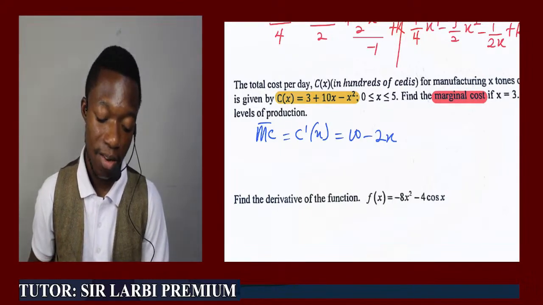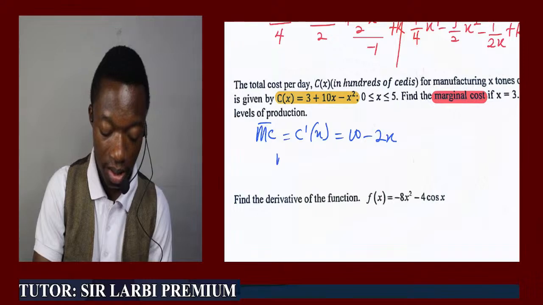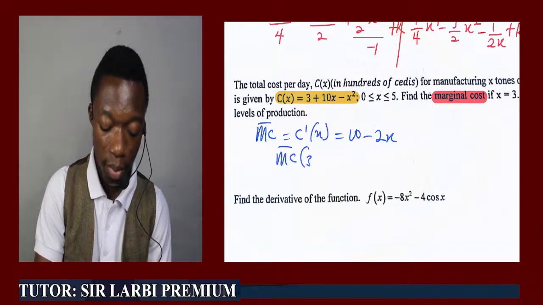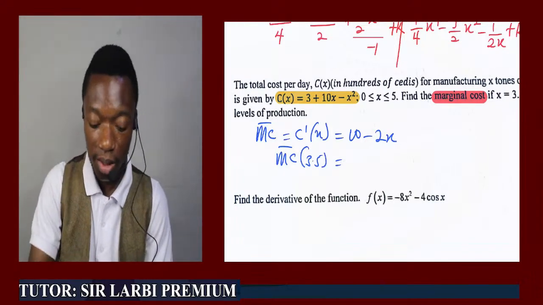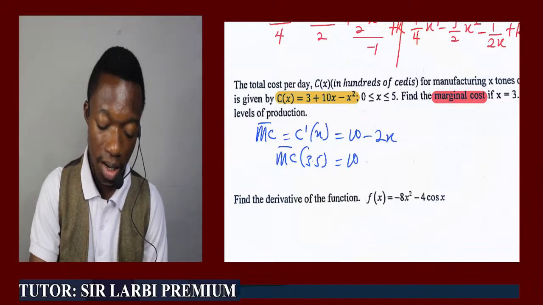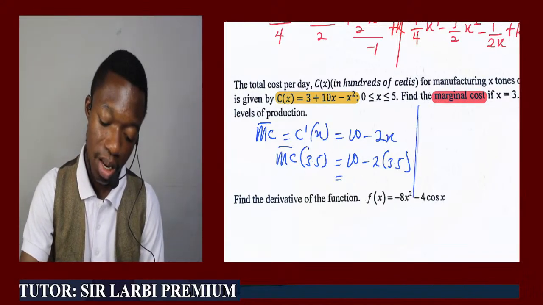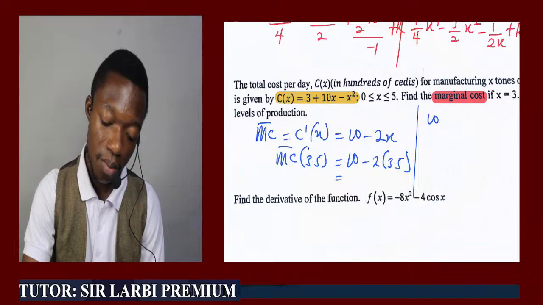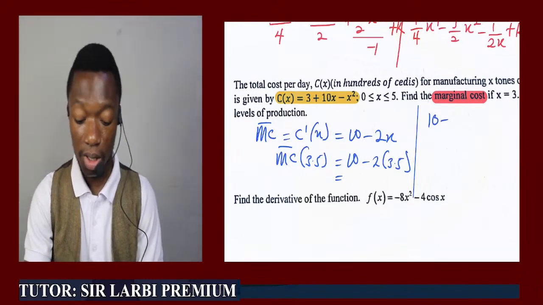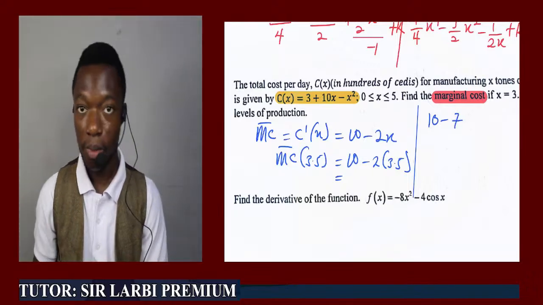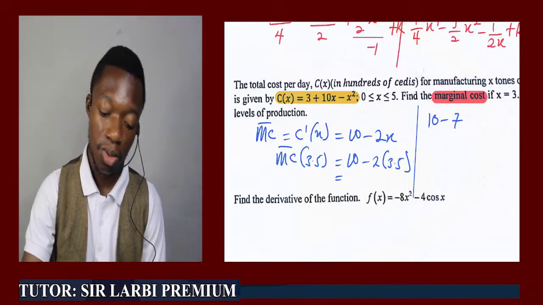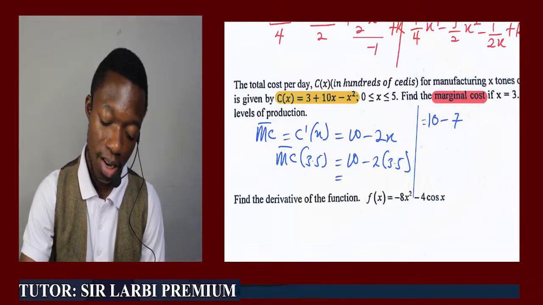So once we get that, we can say that our marginal cost at 3.5 should be equal, just substitute straight up, 10 minus 2 into bracket 3.5. So what do we get? 10 minus, 3.5 multiplying 2 is supposed to get 7. So at the end of the day, it's supposed to get 3.